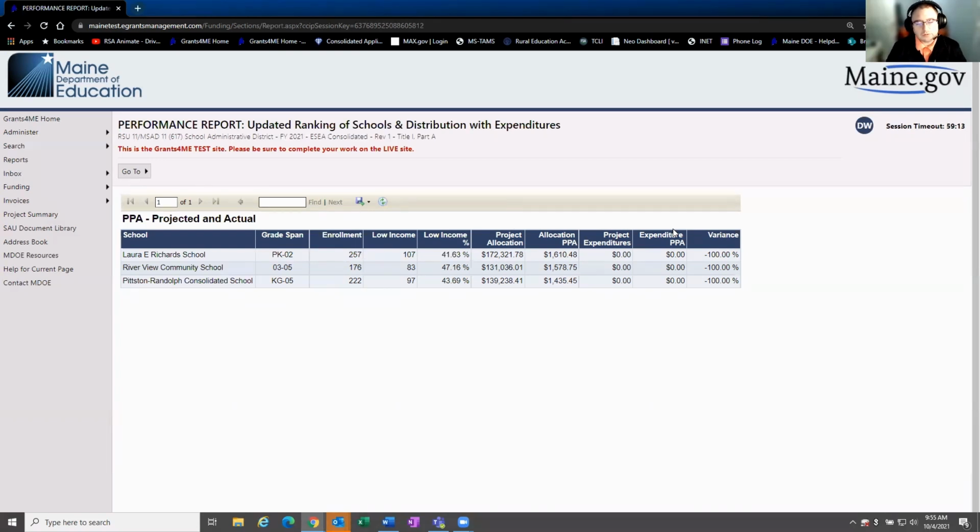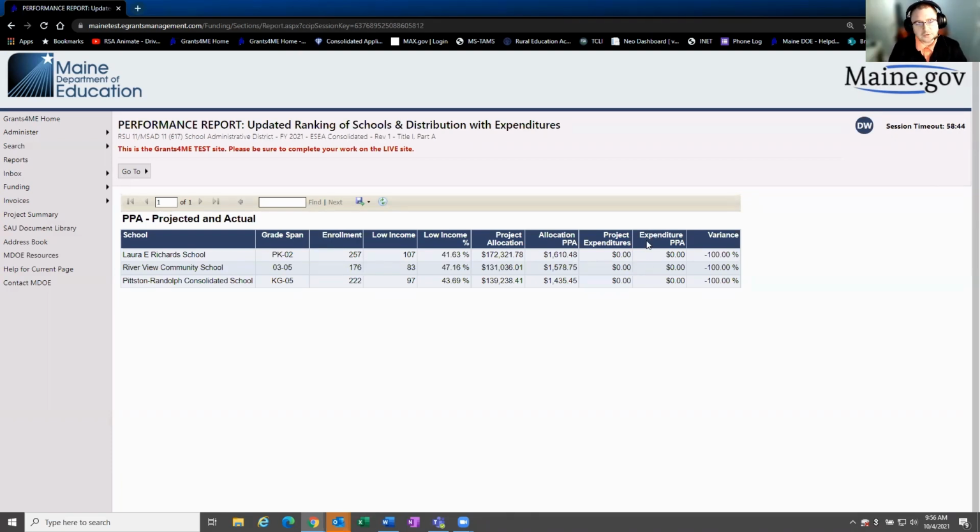But basically, you're looking to make sure that that expenditure per pupil amount still holds true to the rank and distribution rules. If you are a district that does not have to follow ranking distribution because you're a one school district or because you're under 1,000 students, then you certainly don't have to worry about that. But for those districts that do have more than 1,000 students, then yes, they definitely need to make sure that they follow ranking distribution rules.